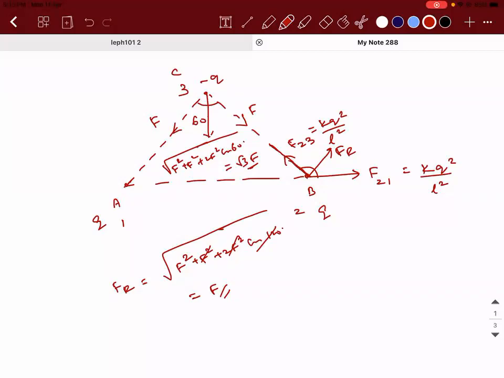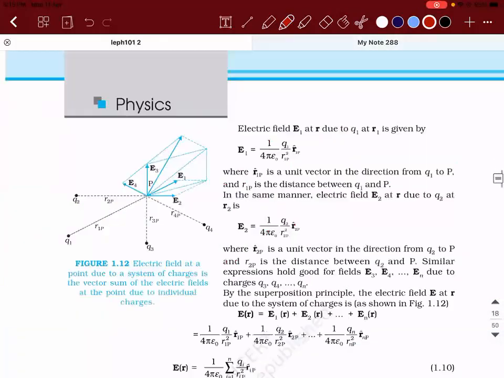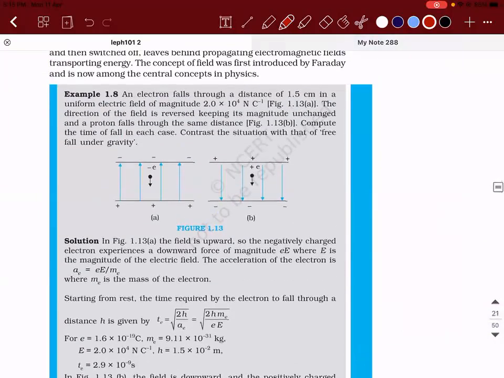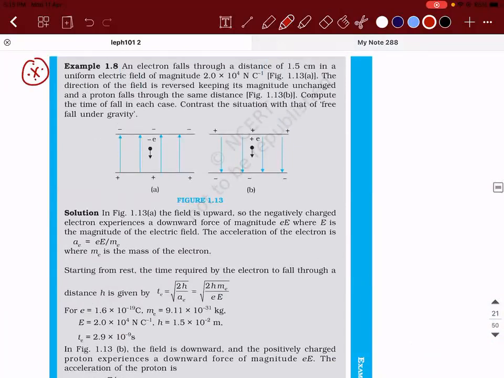Done. Right. We'll move on to the next part. Now see, mark it as important. There is an electron that falls through a distance of 1.5 centimeter. So page number 21. There is an electron that falls through a distance of 1.5 centimeter in a uniform electric field.